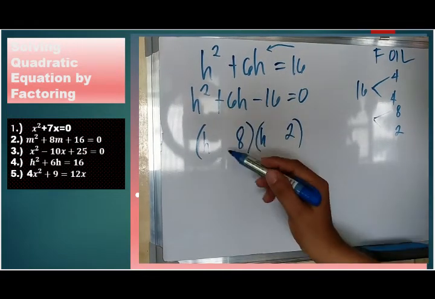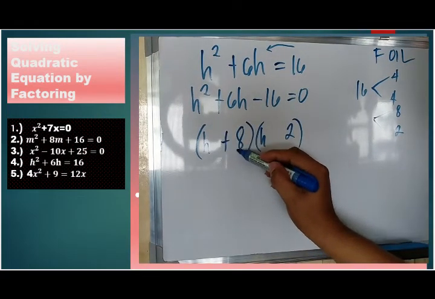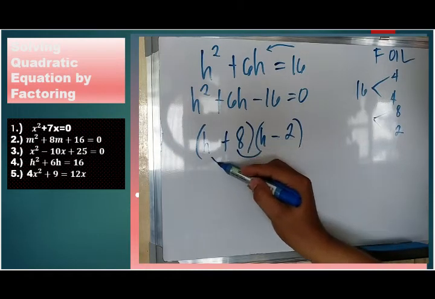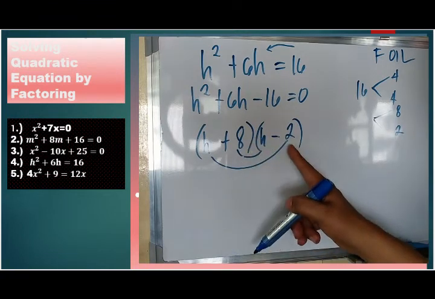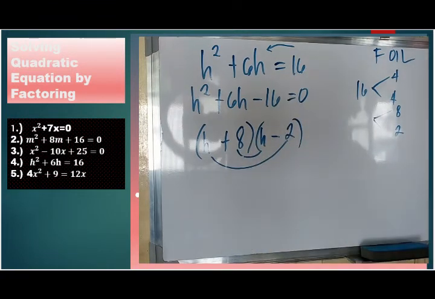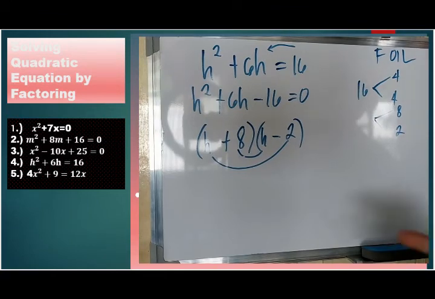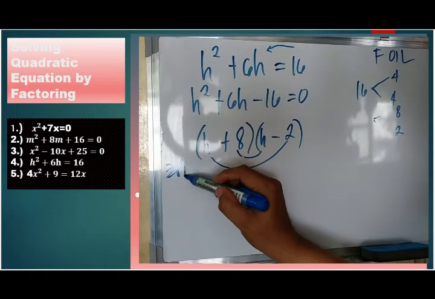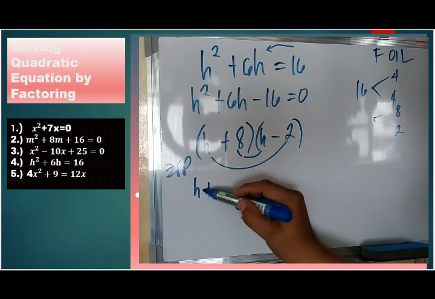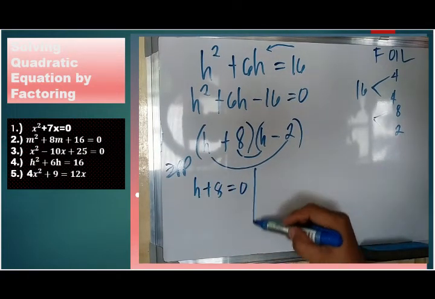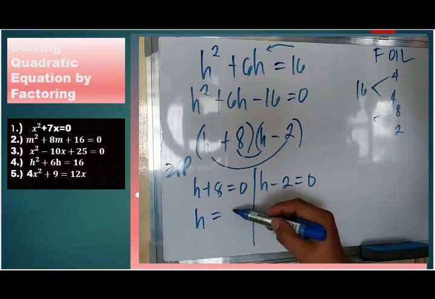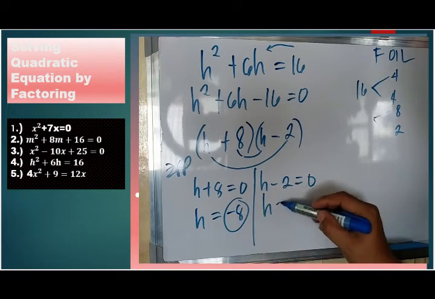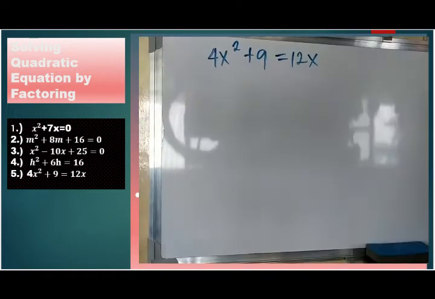So since that is positive, this could be plus 8h. Then this is minus 2h. So that's 6h. 8 times negative 2 is negative 16 or minus 16. So therefore, our factors are correct. Applying ZPP, we have h plus 8 equals 0 and h minus 2 equals 0. So therefore, h is equal to negative 8 and h is equal to positive 2.